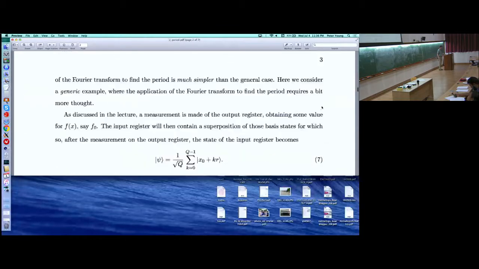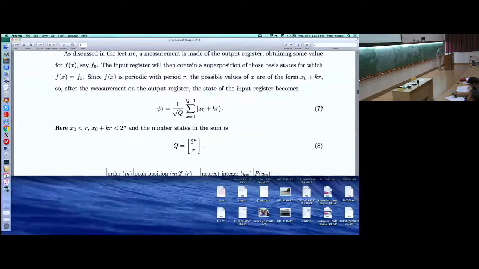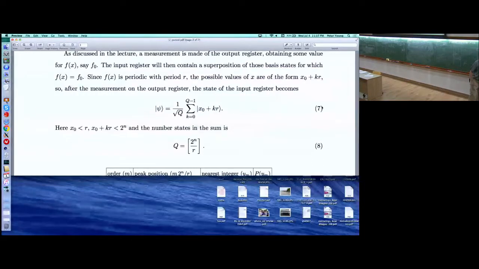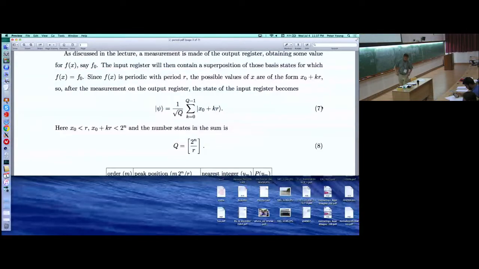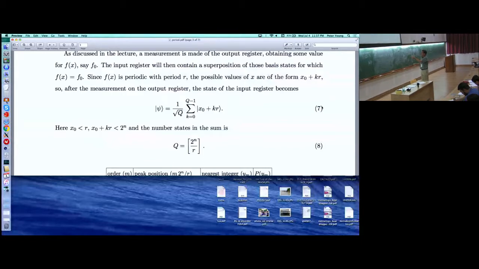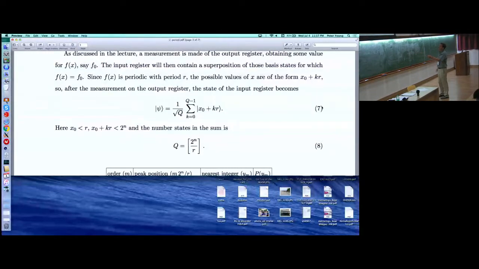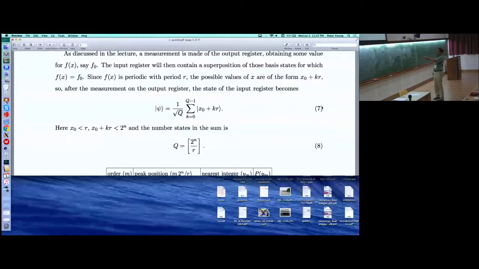So before we do the Fourier transform, we have this state which I wrote down somewhere over here. And the number of terms in the sum is the number of periods. The total number of values of x is 2 to the n, and the period is r, and so the number of terms in this sum is 2 to the n over r. In general, and it's true in the example which is gone through in this handout, r is not a power of 2, and so 2 to the n over r is not an integer, so we have to take the integer part.